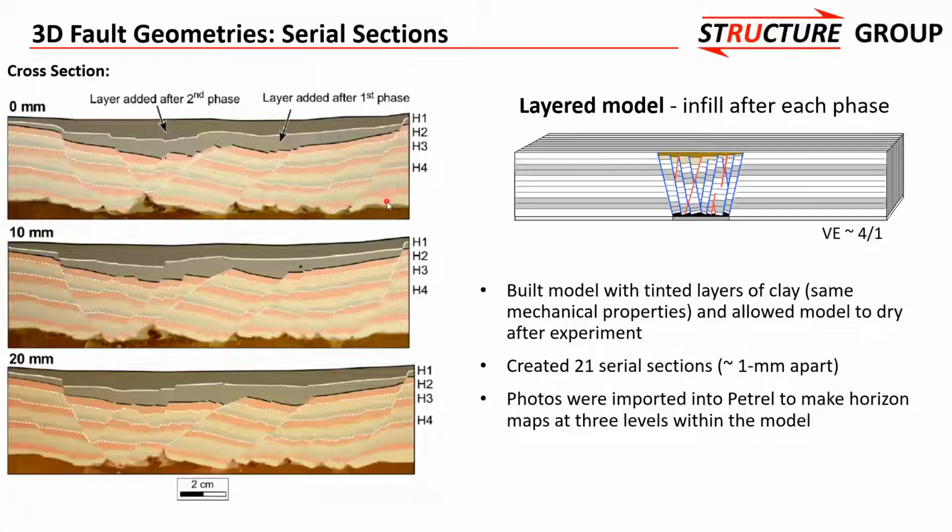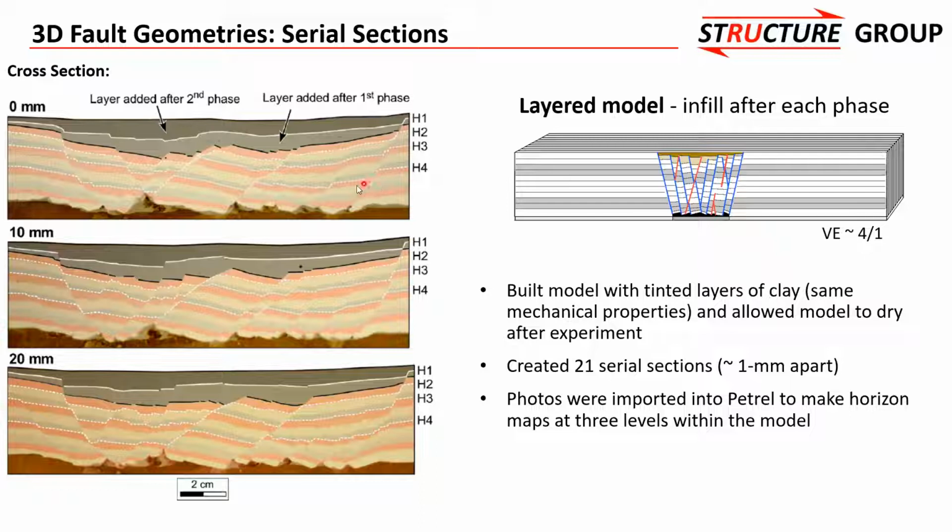So the layered model that I refer to that we used is then this model that you see here. And this model, again, has the same boundary conditions as our base case model with two phases of extension. But instead of just building a single clay cake, we built a model with tinted layers of clay. So we had a white layer, a red layer, and a gray layer. They have the same mechanical properties. It's just adding just enough color to be able to tell them apart after the model has dried.